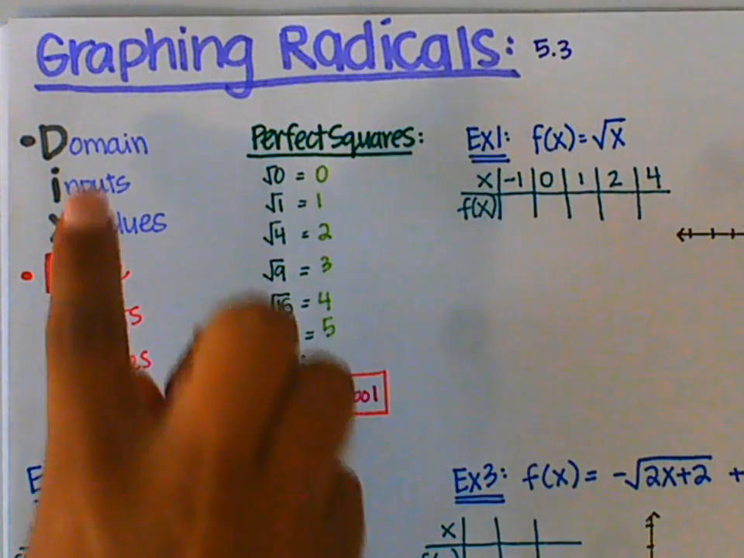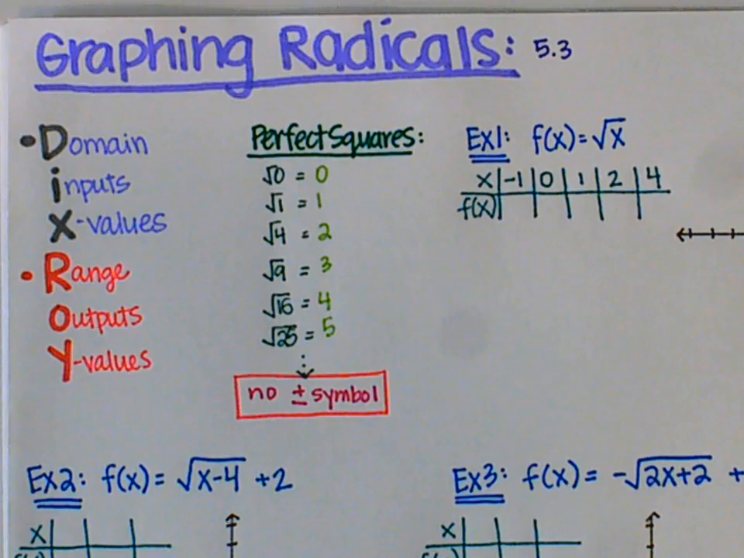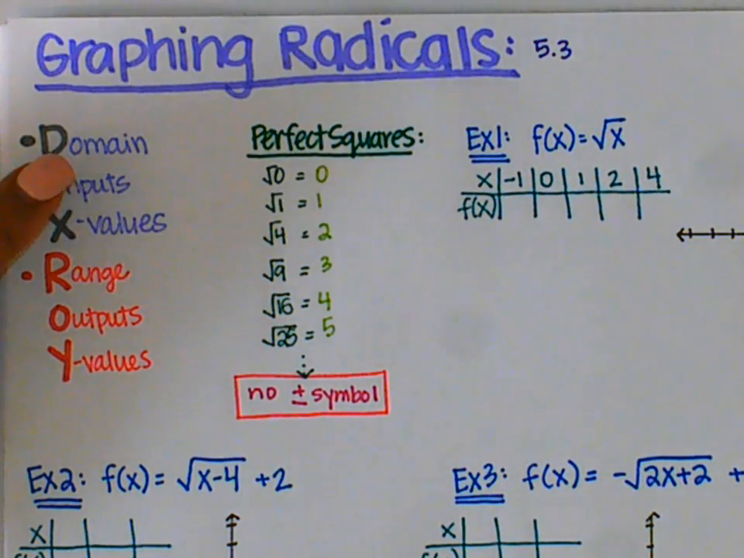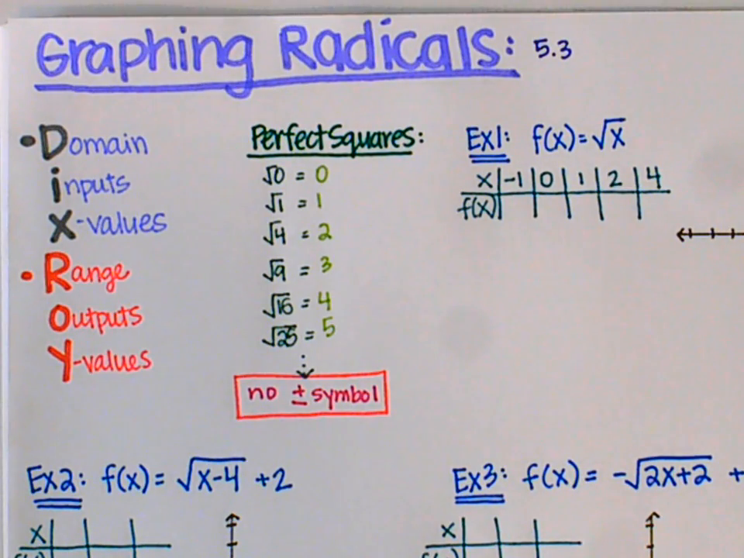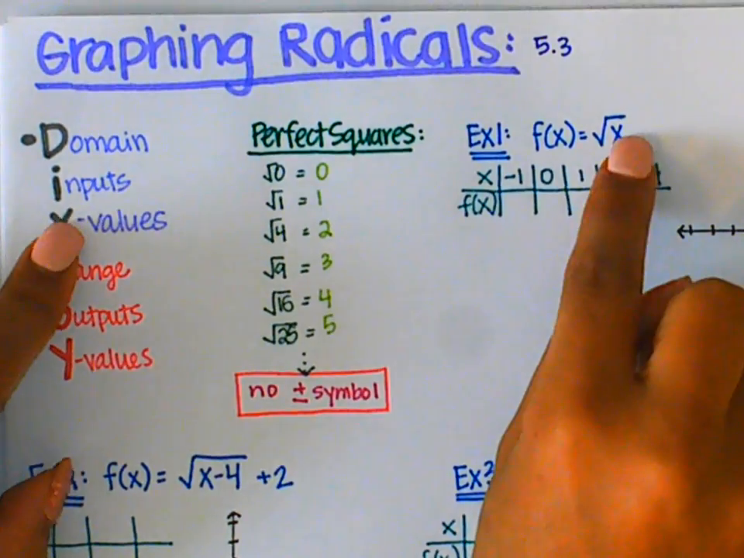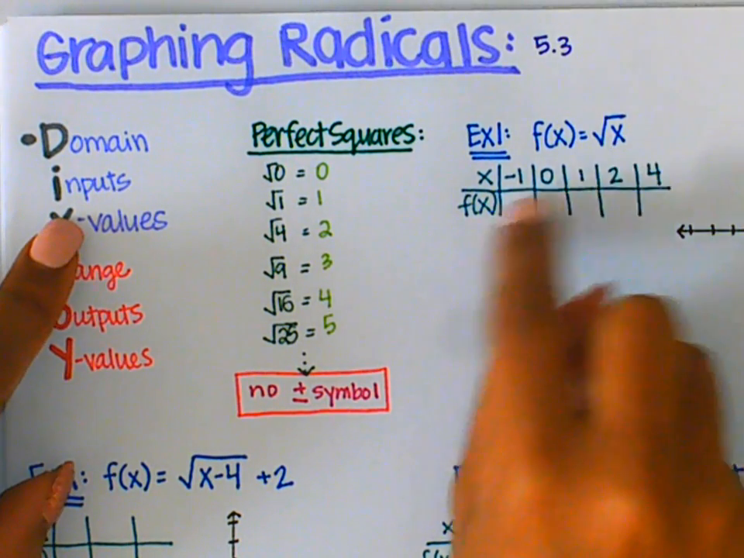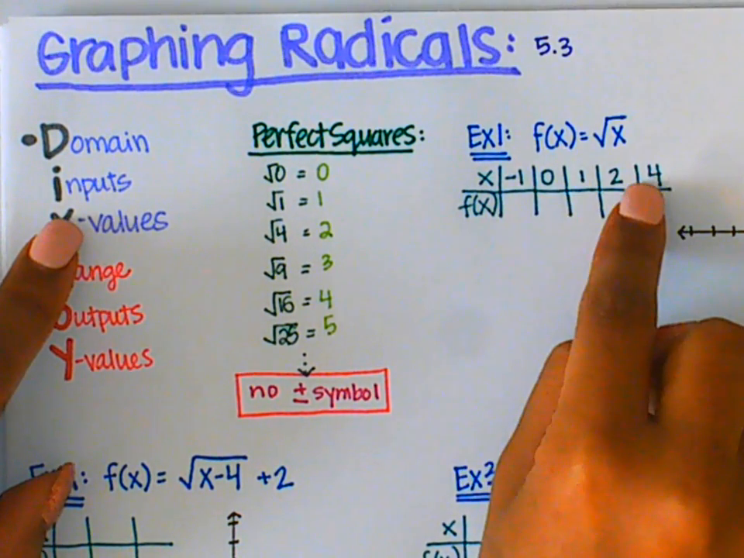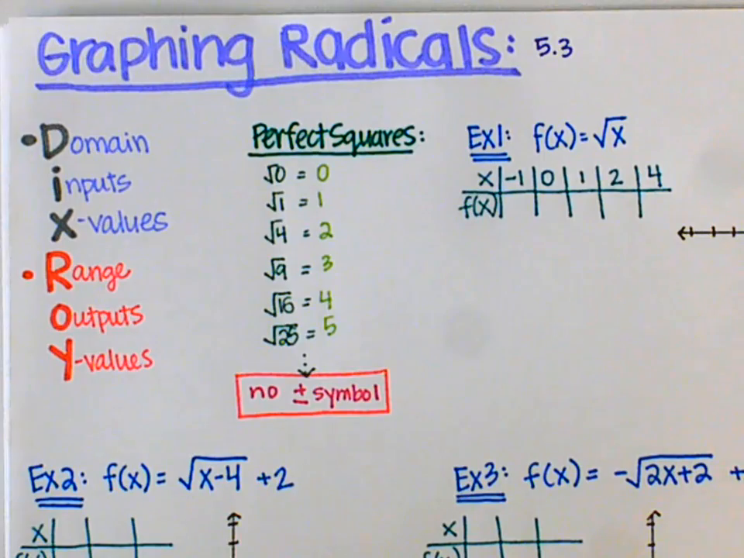So starting off with domain and range, I like to use DRIOR. It just helps me remember what everything actually stands for. So when I talk about the D, it's the domain. That's talking about all of the input values, the numbers that I will plug into my equation. And those values are my x values. Also, when I look at a graph, I am looking at all of the x's that are in my graph.